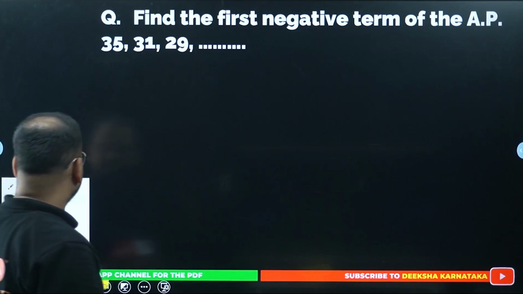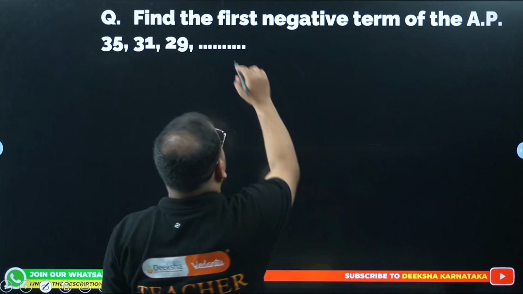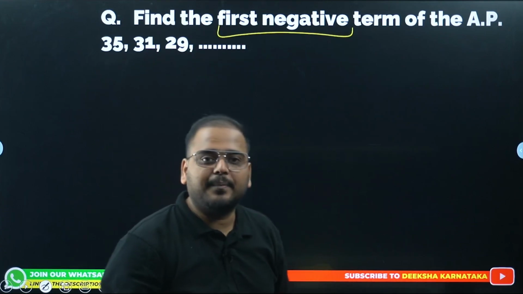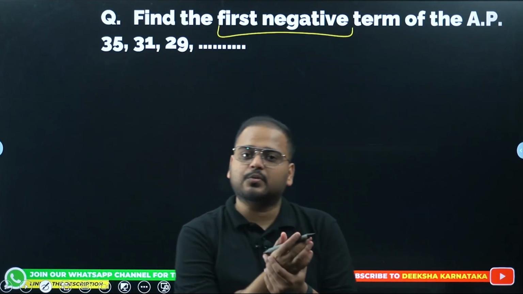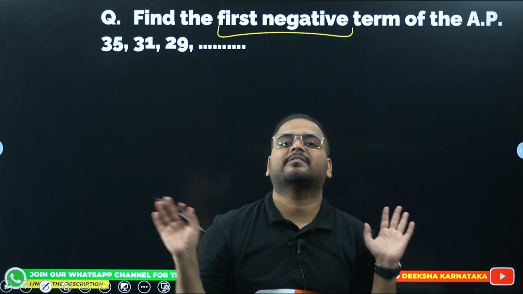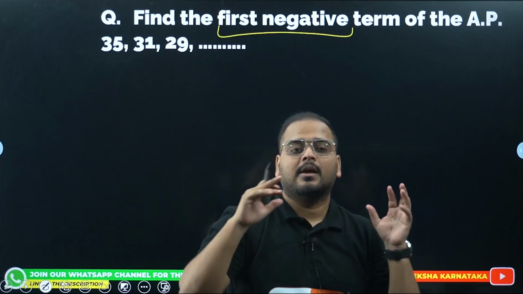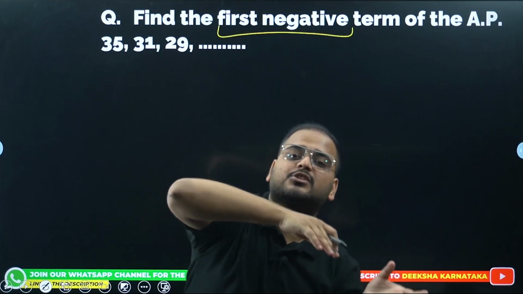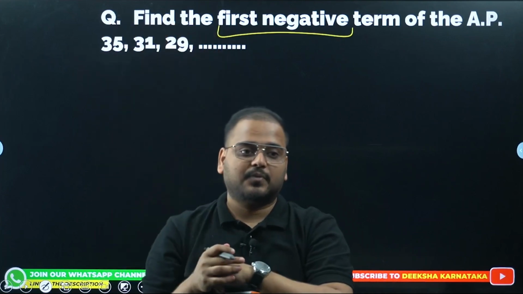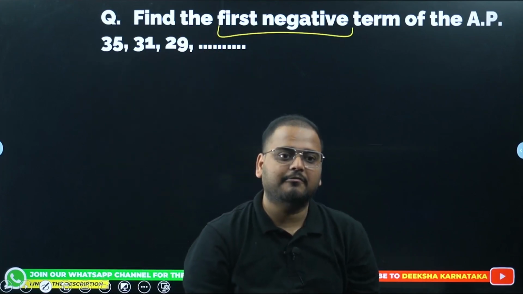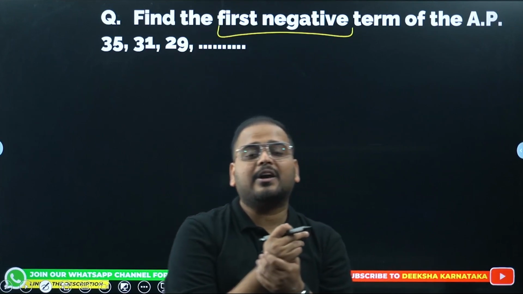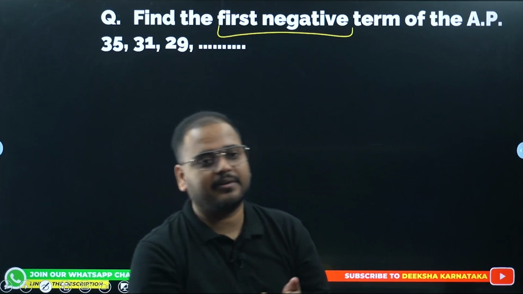Find the first negative term. Some people get confused because of these questions. First negative term of an AP. What is given? An AP is given to us. We will forget about negative right now. What is our goal? They are asking to find the nth term, no? First negative term means, before finding the nth term, we need to find which term is the first negative term, right?